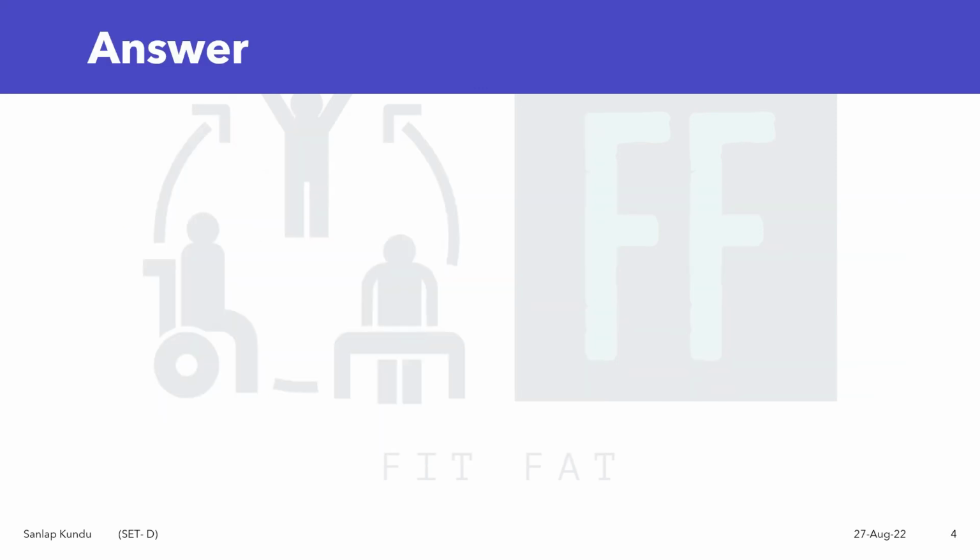So the answer to the question is option B, that is the knee joint, which is the rarest to dislocate among the given options.